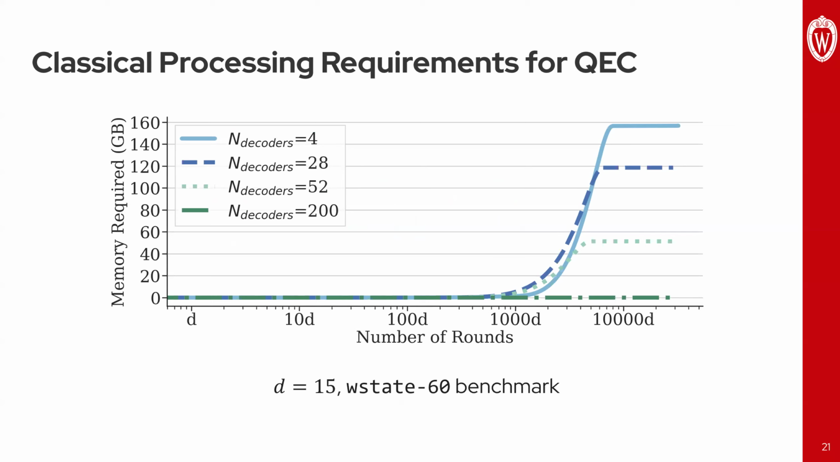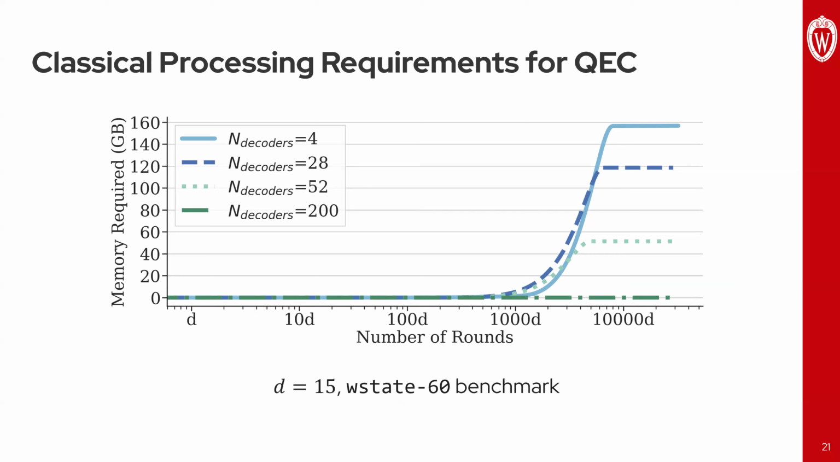So here, what I've basically done is I've taken a workload. The benchmark is called W state 60. It's got 60 qubits in the original benchmark. On the x-axis, I've got the number of quantum error correction rounds. In every quantum error correction round, you produce some amount of bits, which are basically your syndromes. On the y-axis, I've got the memory required to store all the undecoded syndromes. And what I did was just vary the number of decoders that are present in the system.